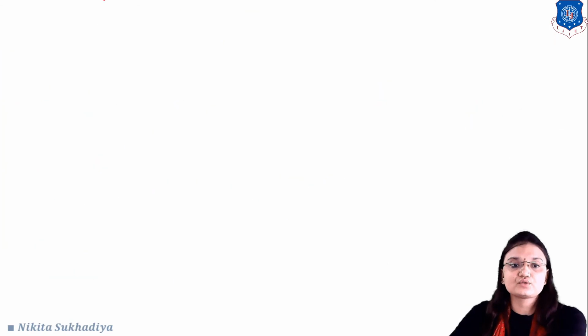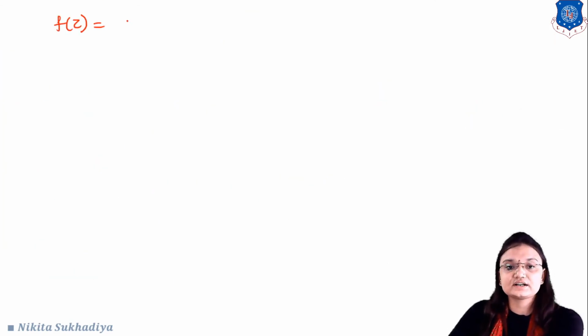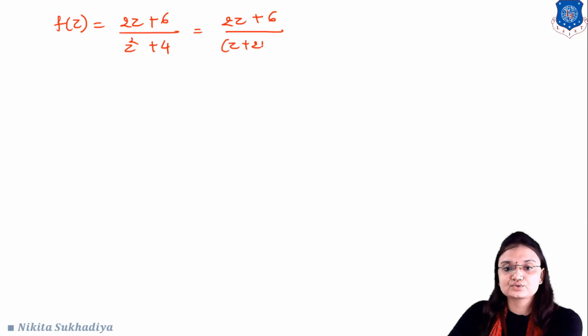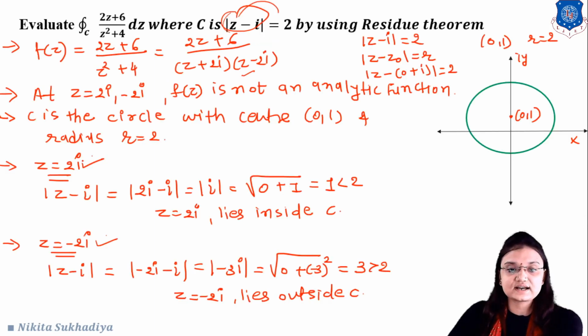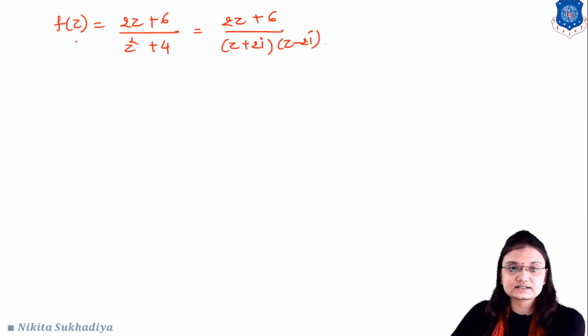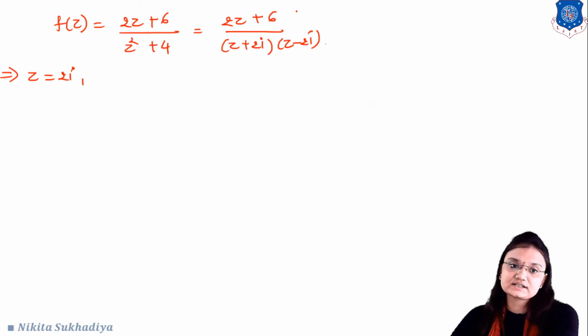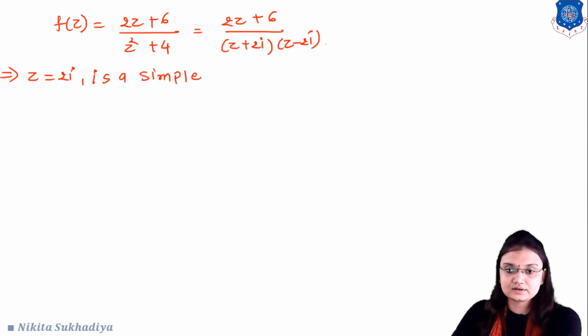Okay. So here we have the function f(z) = (2z + 6)/(z² + 4). We can write it like that: (2z + 6)/((z + 2i)(z − 2i)). Now we have the point z = 2i which lies inside the circle C. You can clearly see that z = 2i is a first order pole. So we can say that z = 2i is a simple pole.